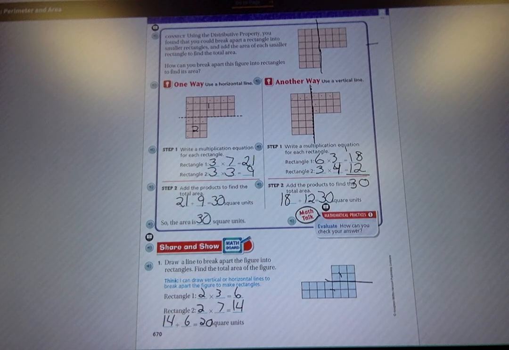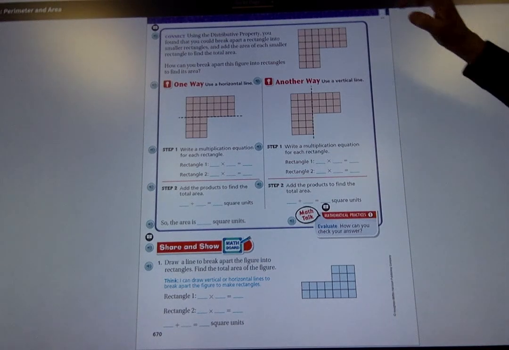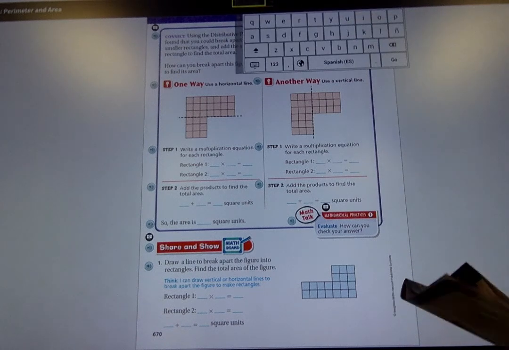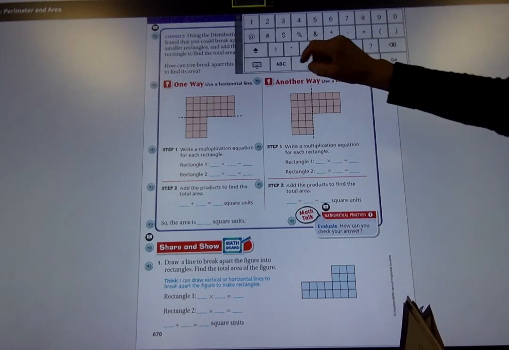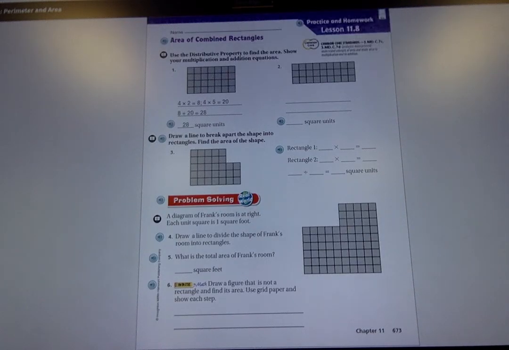I'm going to let you work on some problems on page 671, and I'm going to get started with our assignment on page 673. You do a little practice before you come to the next part. I'm going to go to 673. And when you're ready, follow along.